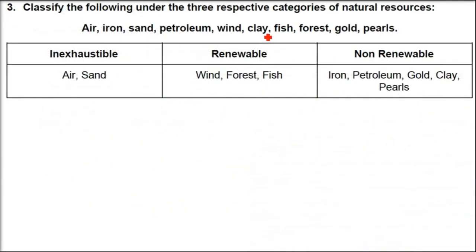Classify the following under the 3 respective categories of natural resources. Inexhaustible, that is, they will never be finished: air and sand is the answer. Renewable means once you use it, it will replenish itself: wind, forest, and to a larger extent, fish. Fish production, if you are overusing it, will be a problem. But right now, fish is not that much of a trouble, though in certain areas fish have dried up. That is an issue today also.